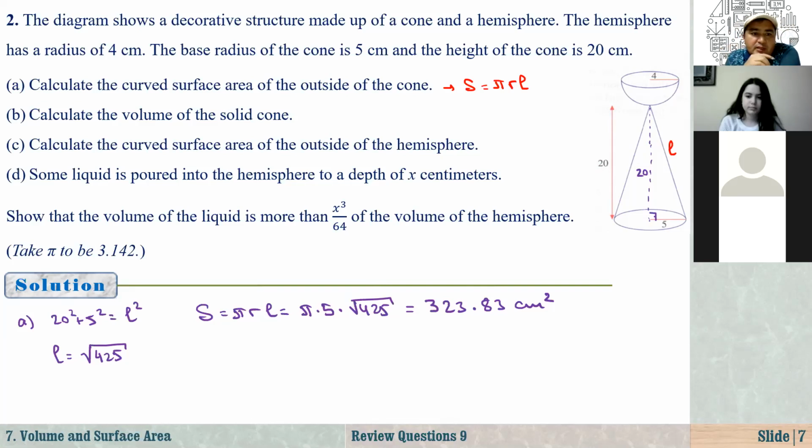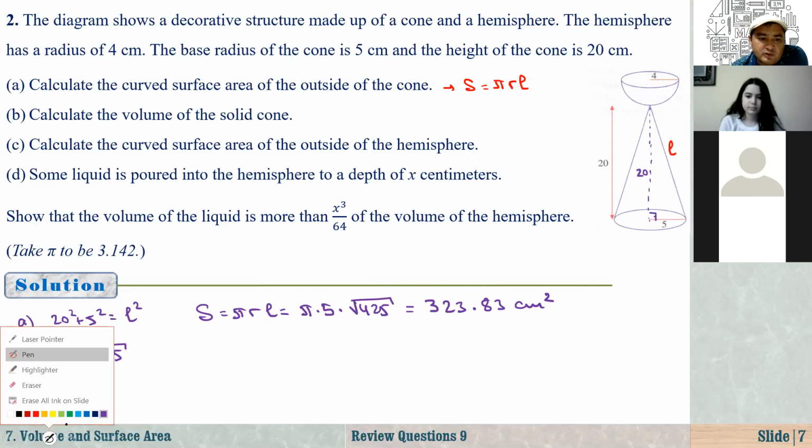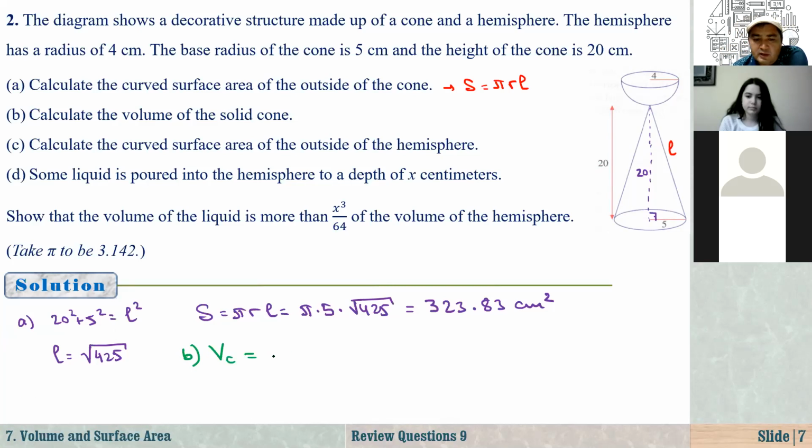How about question B? Calculate the volume of the solid cone, right? Not the whole thing, just the solid cone. So let me just continue here. So we have B. What is the volume of the solid cone? And how do you find this? That is 1 over 3 times pi r squared times h. That is the volume of the cone, right?